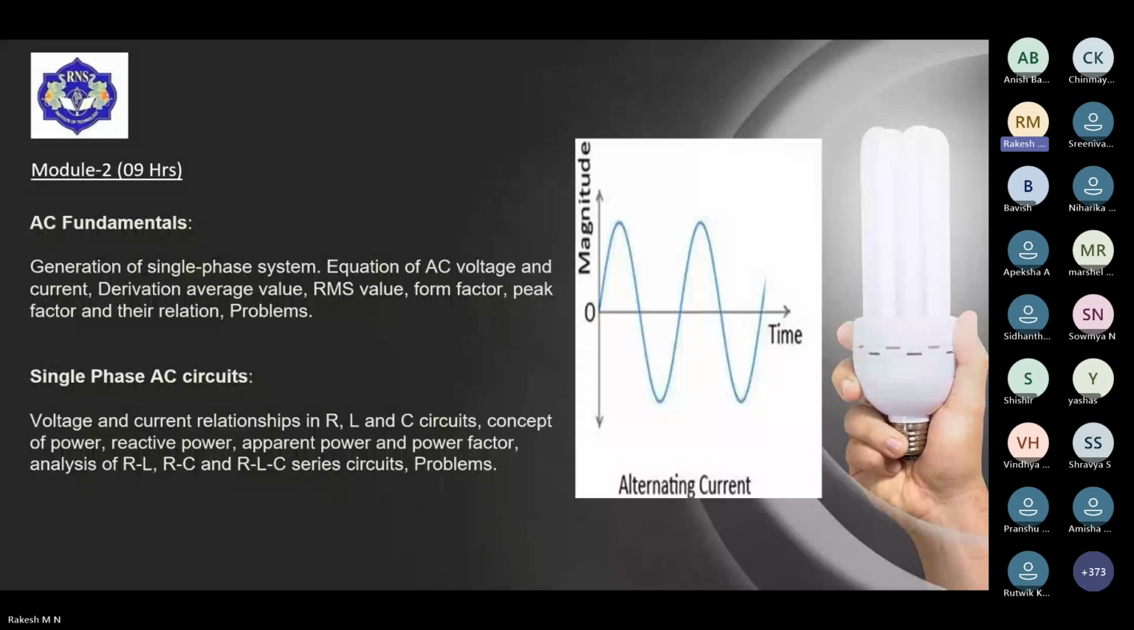As you can see in the diagram, that is a sinusoidal wave where the x-axis is time and the y-axis is magnitude. It can be the magnitude of voltage or the magnitude of current. Some mathematics related to that is dealt with in AC fundamentals. And application of those AC voltage and current to the circuits. See, any circuit can be broken up as series RL or series RLC or RC or similar circuits.